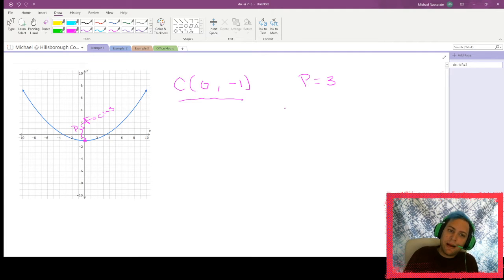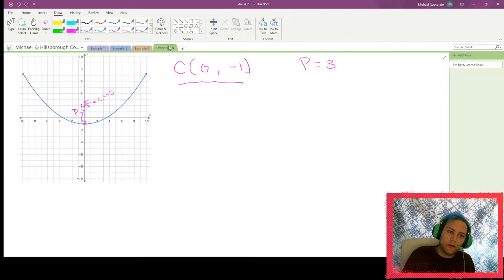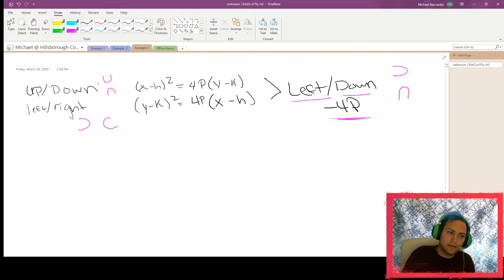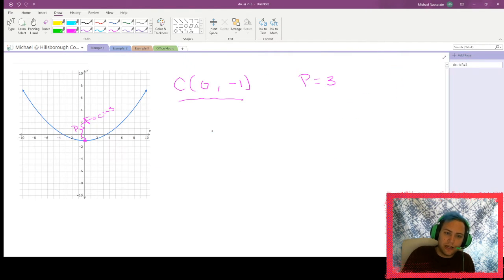And then, like I said, it's just a matter of choosing which form you want. Since I have a graph that opens up, I want to use the x squared formula. So I know that I'm going to have x minus h squared equals 4p times y minus k.